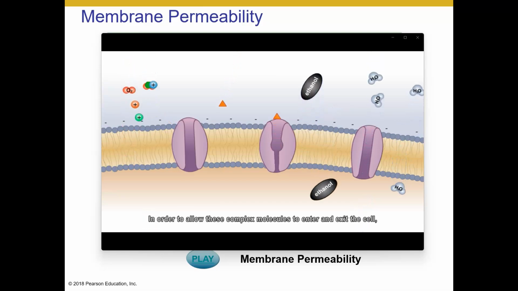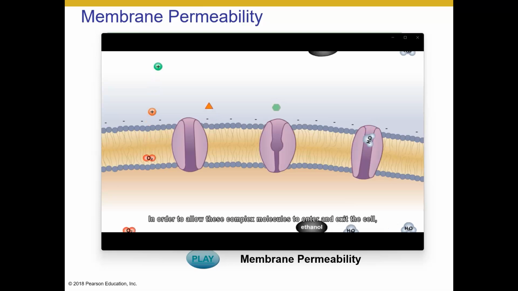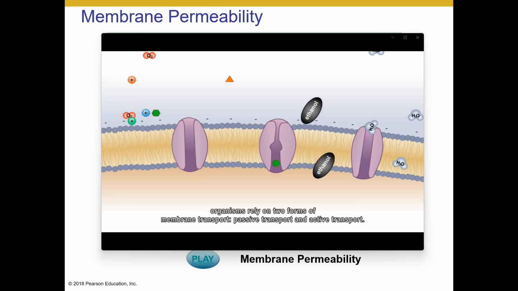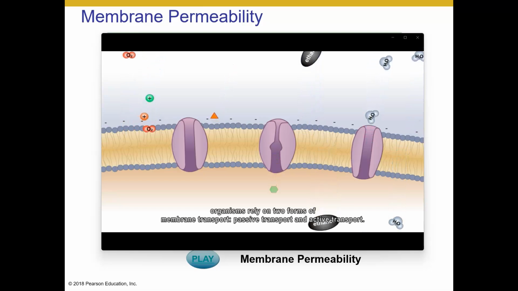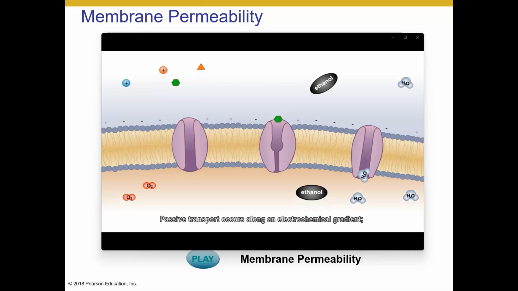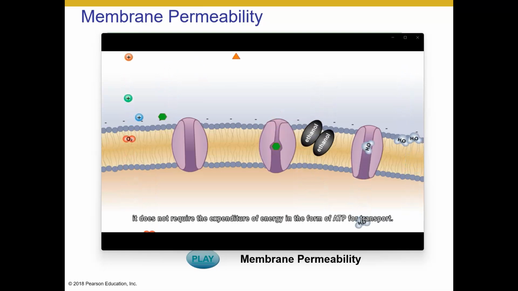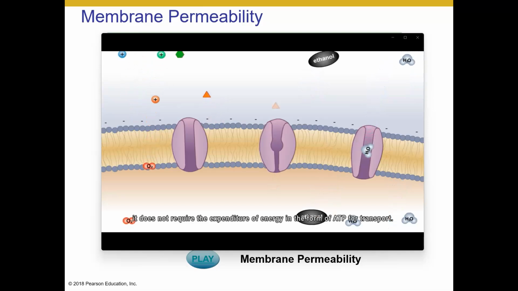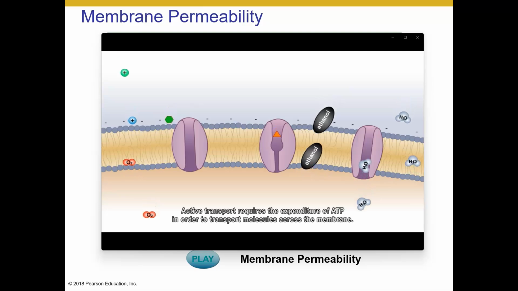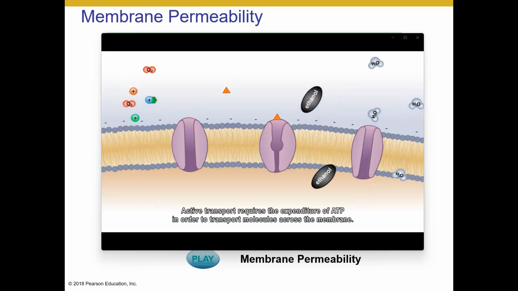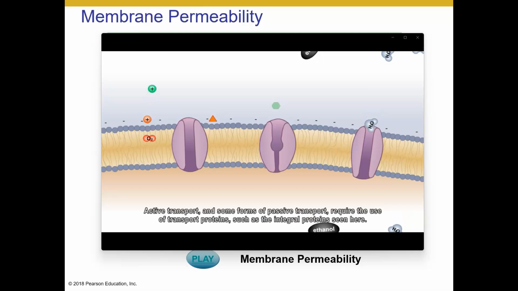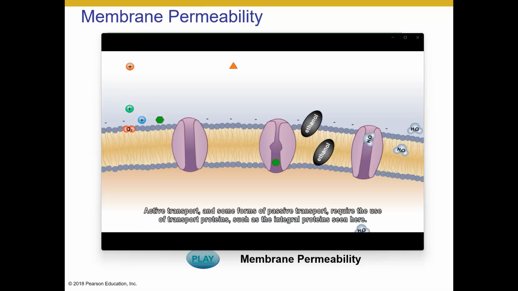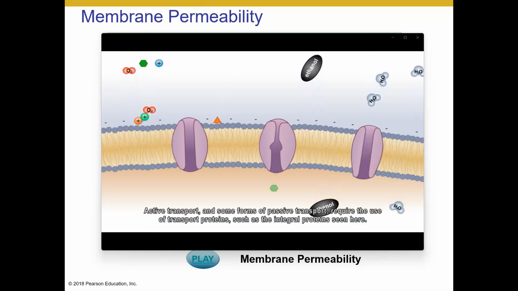In order to allow these complex molecules to enter and exit the cell, organisms rely on two forms of membrane transport: passive transport and active transport. Passive transport occurs along an electrochemical gradient. It does not require the expenditure of energy in the form of ATP for transport. Active transport requires the expenditure of ATP in order to transport molecules across the membrane. Active transport and some forms of passive transport require the use of transport proteins, such as the integral protein seen here.